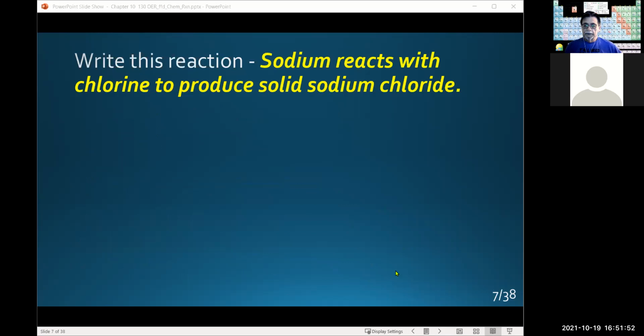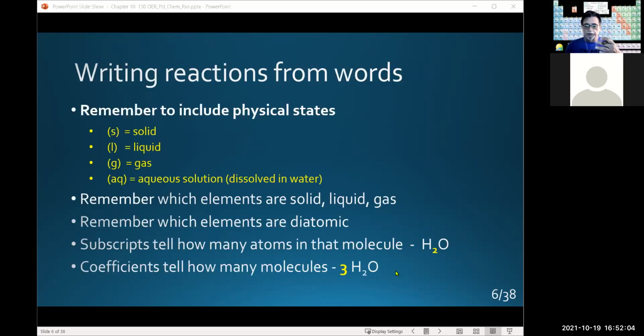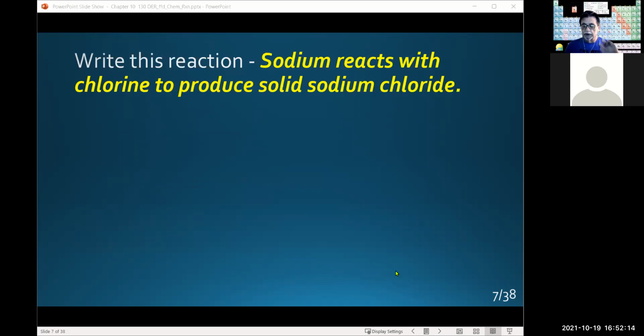Okay. All right. Well, here's our first reaction. We're going to take these words and break it down to an equation. Okay. Keeping in mind this information we just talked about. Which ones are solids, which ones are diatomic, which ones are liquids, which ones are gases, etc. Because we want to put the physical states. So we have here, sodium reacts with chlorine to produce solid sodium chloride.